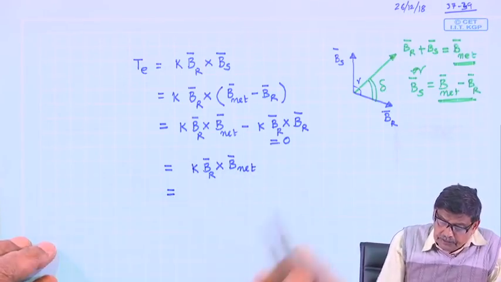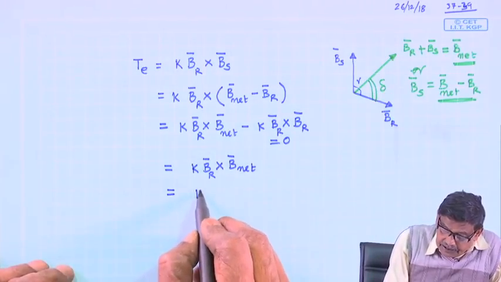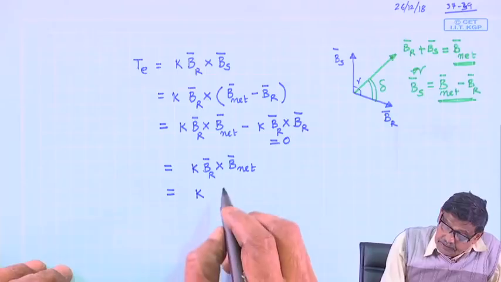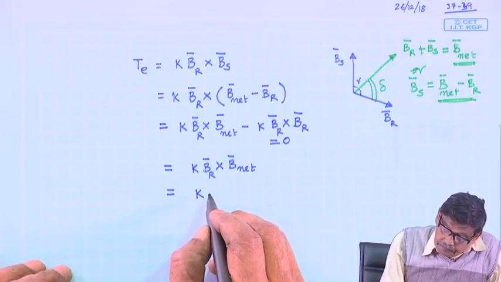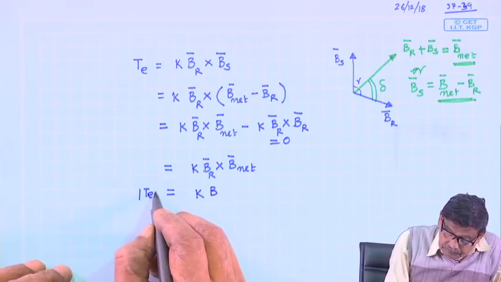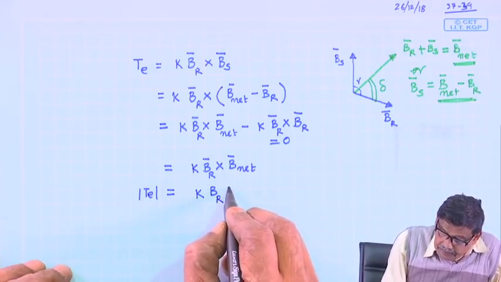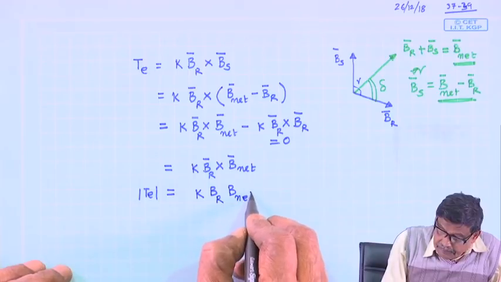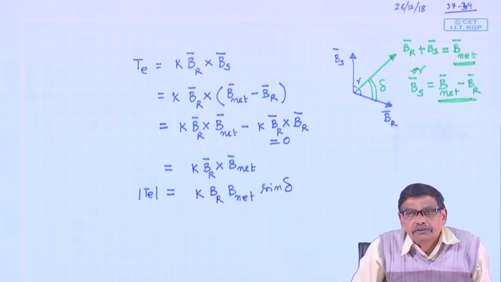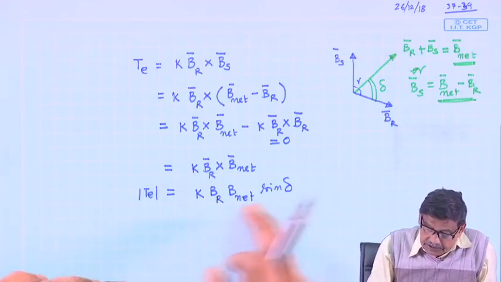and if I define this angle to be delta, I will simply write this cross product essentially means what? Magnitude of the torque will be K B_R B_net into sin delta. A cross B is magnitude of A, magnitude of B into sin of the angle between A and B. So, this is this thing.